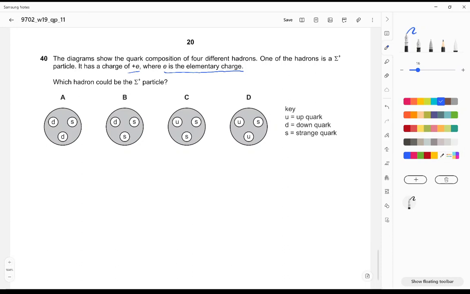So let's just work this out. I'm going to first of all copy paste the table of the quarks here so that we can work this question out. This needs to be memorized by you guys. I'll show you how it's done. I'm just going to pause this for a minute and come back with the table.